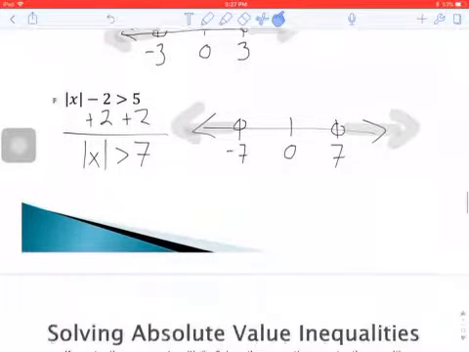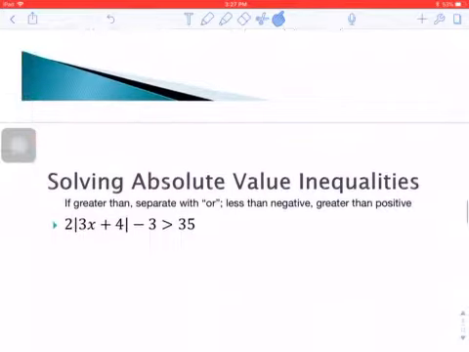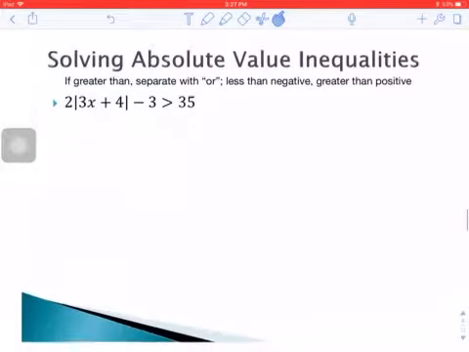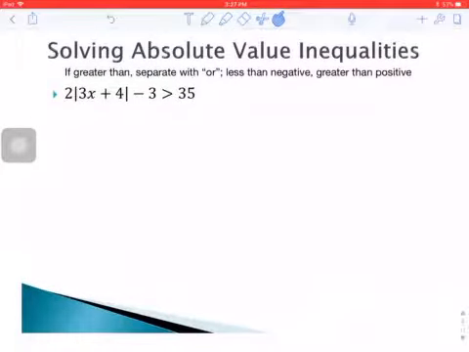Now, we obviously don't always get easy questions. So here's a harder one, if we're solving absolute value inequalities. Now I wrote this out for you, and I really think it's a good idea to write it down in your notes also. If you see greater than, separate with or. You want to do less than negative, greater than positive.